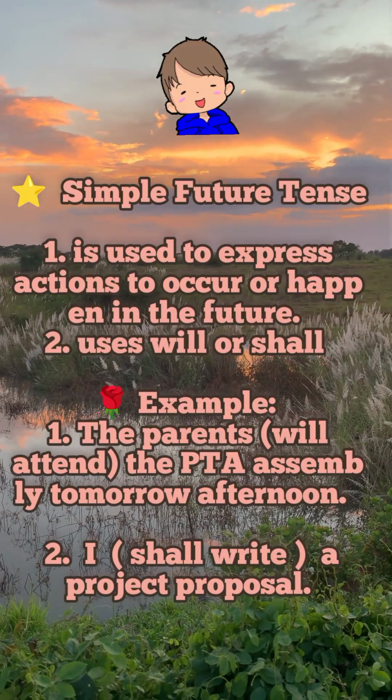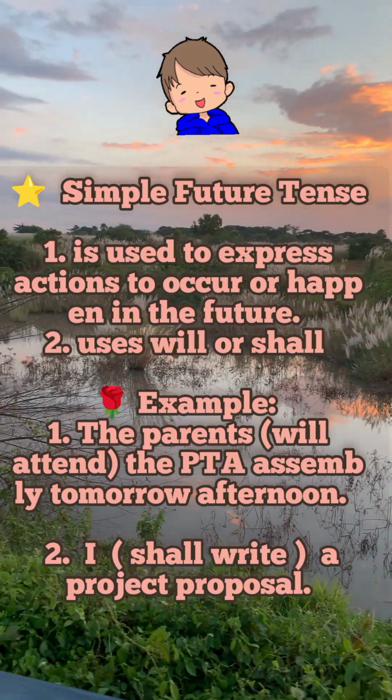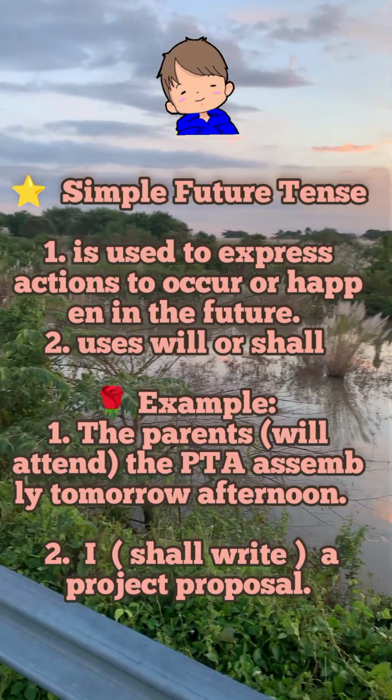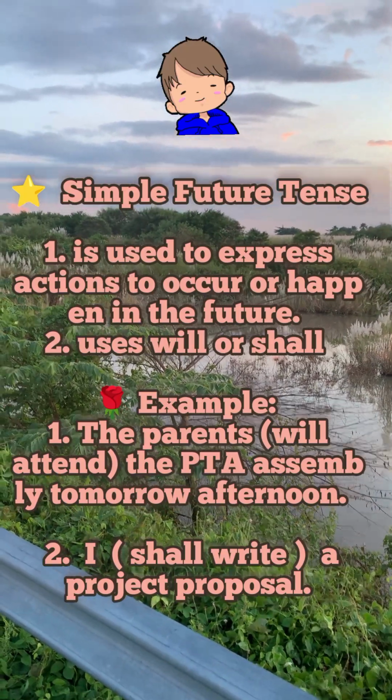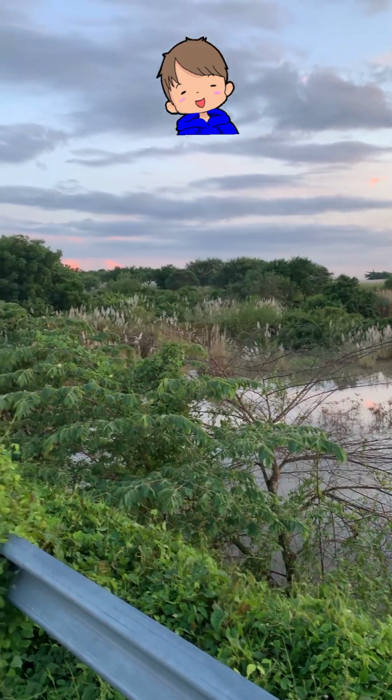Simple future tense is used to express actions to occur or happen in the future. It uses will or shall. Example: the parents will attend the PTA assembly tomorrow afternoon. So you have will attend. I shall write a project proposal. You have shall write.